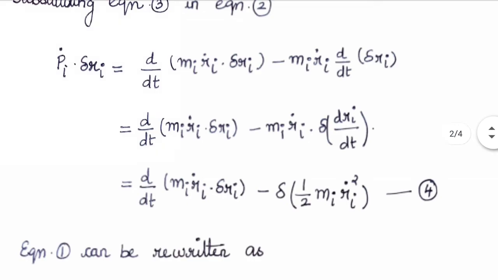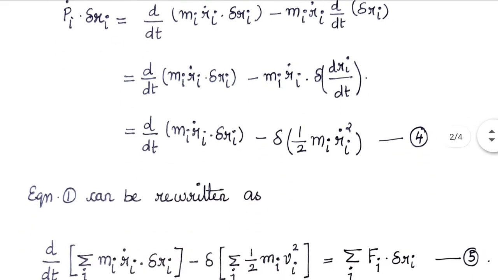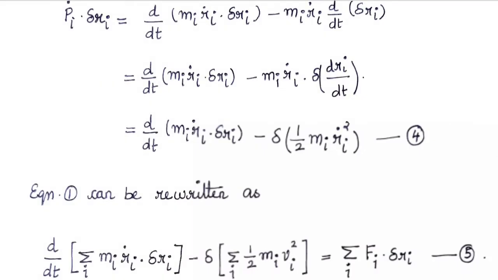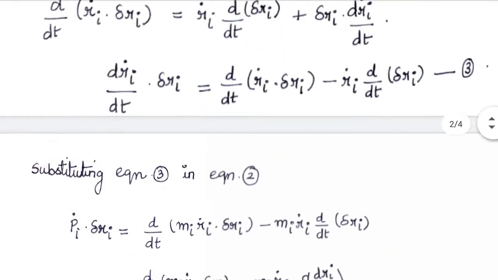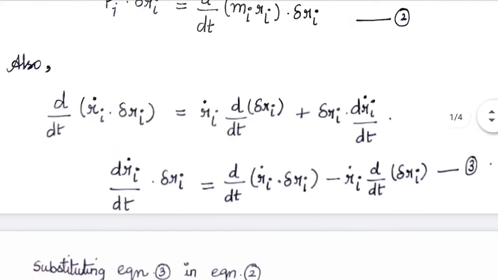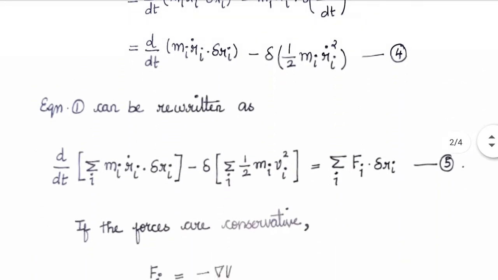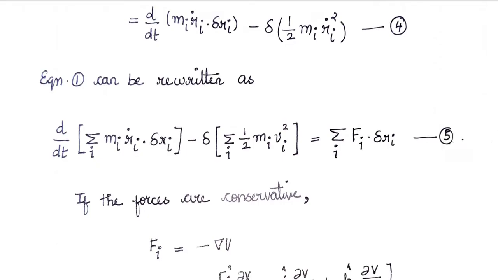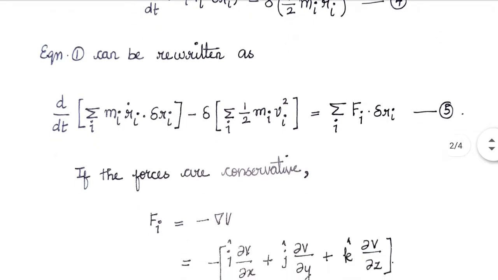So this half m_i r_i dot squared is nothing but half m v squared, that is the kinetic energy of the system. Putting this in equation 1, what we get is d/dt of the sum over i of m_i r_i dot · δr_i minus δ of half m_i v_i squared is equal to the virtual work, the sum over i of F_i · δr_i.